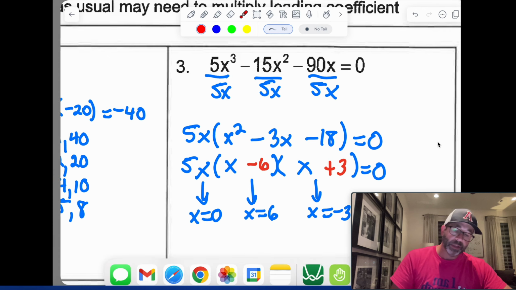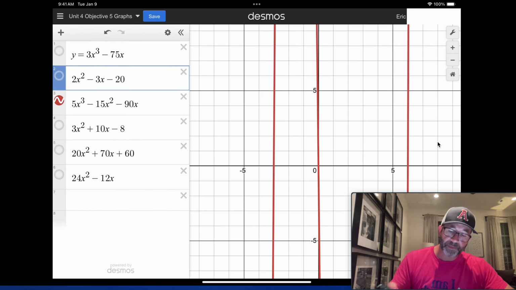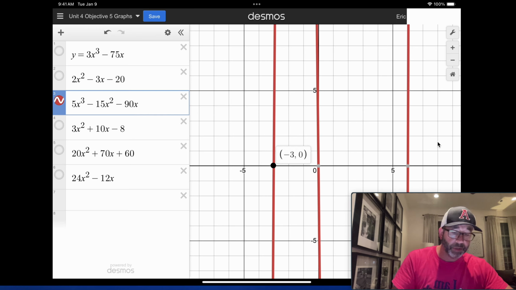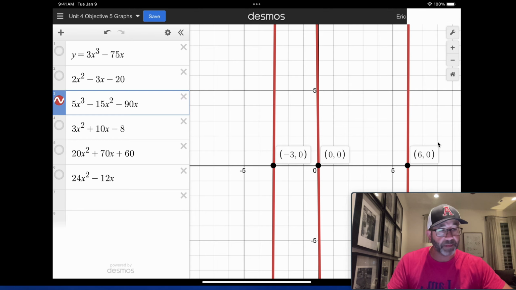Okay, let's go back to Desmos and take a look at that. And we can see 3 separate spots where it hits the x-axis. The first one is at negative 3. The next one is at 0. And the next one is at 6, like we just got. Okay.